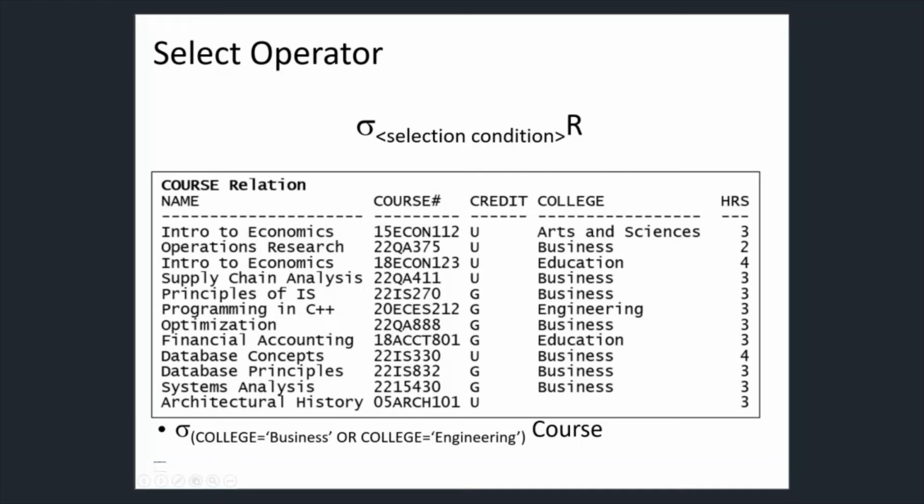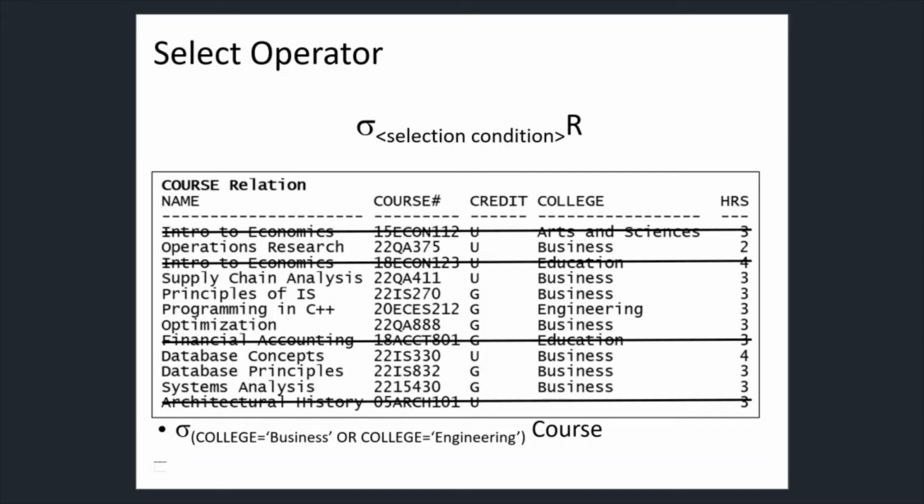In our previous example, our select operator had an AND statement. However, we can also use an OR statement, and that means that it will eliminate rows that do not meet one of the conditions. In other words, it will retain all rows that meet one of the conditions specified. So for this example, we're looking for those courses that are in the business college or engineering college. And again, we want to look for what rows we would expect to be eliminated or retained.